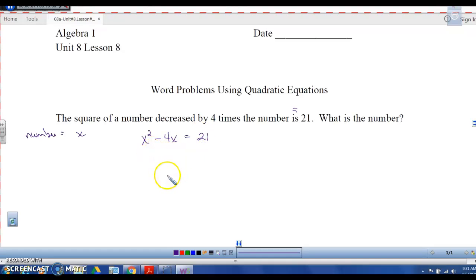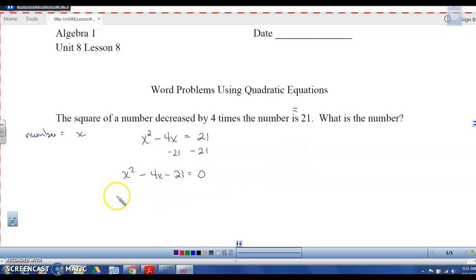Okay, so this is the equation: x squared minus 4x equals 21. It's a quadratic because it has x squared in it. So how do we solve a quadratic? We get it equal to 0. Subtract the 21 on both sides. So that gives me x squared minus 4x minus 21 is equal to 0.